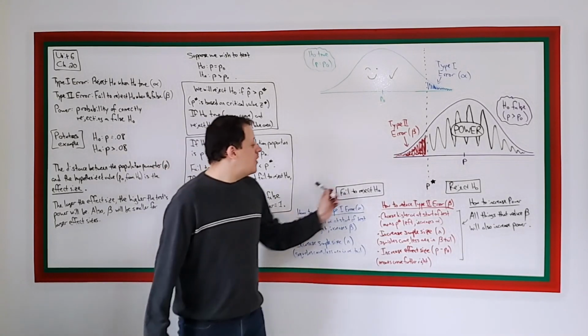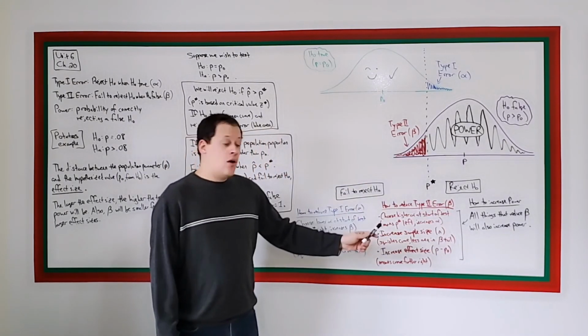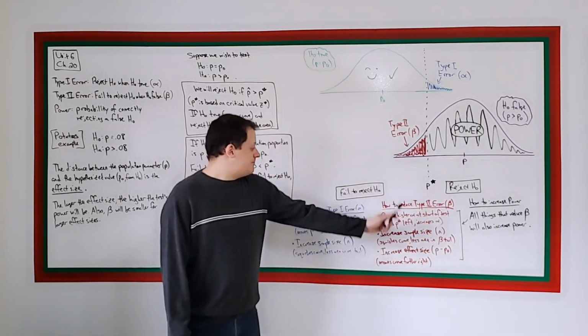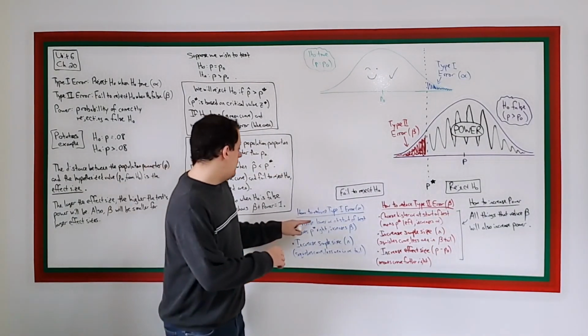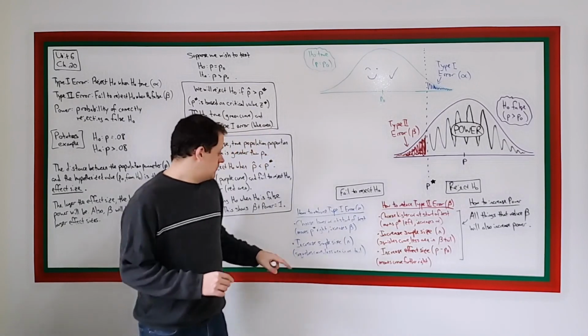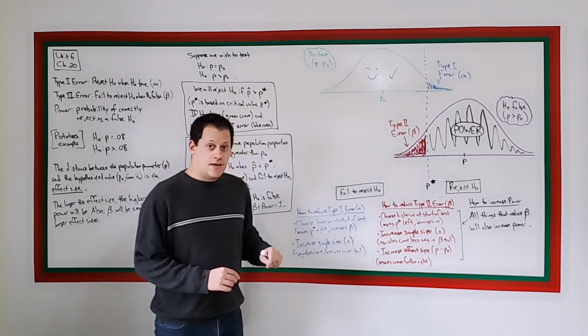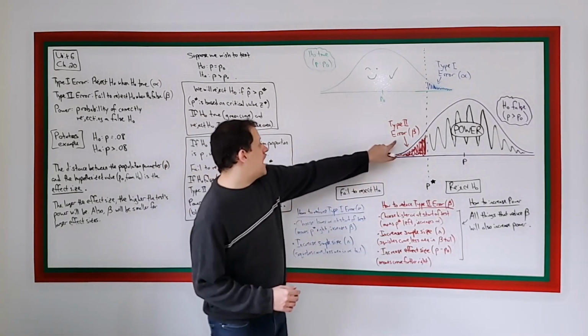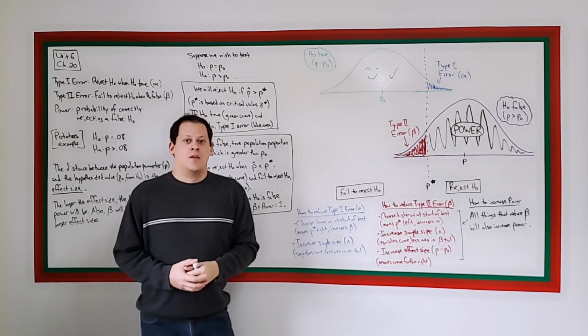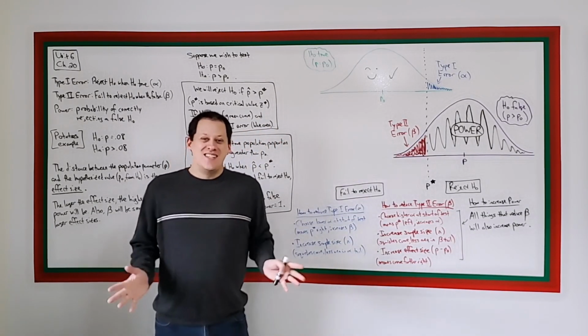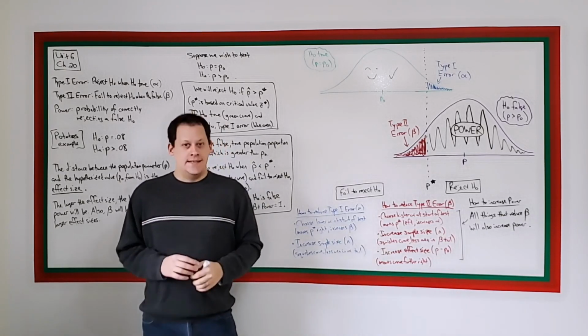Just know that if you want to reduce an error type or increase power, these are the things you need to do. Either specify a lower or higher level of alpha. You can always increase the sample size. And in terms of type 2 error or power, you can mess with the effect size. So that is all the material for chapter 20 in the textbooks.